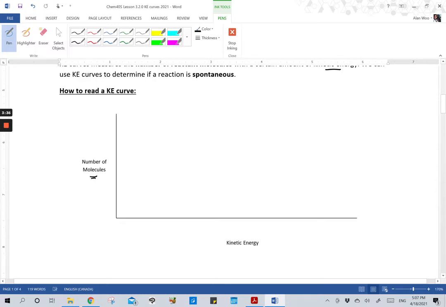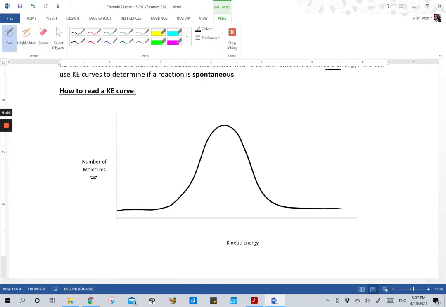I'm going to draw out what we call an ideal curve, which is a bell curve. It'll look something like this. The plateaus on both ends are roughly about the same height, and the peak of the curve is in the middle of the diagram. Off to the left-hand side, we have the number of molecules. At the bottom, we have kinetic energy. I'm just going to label part of the graph.